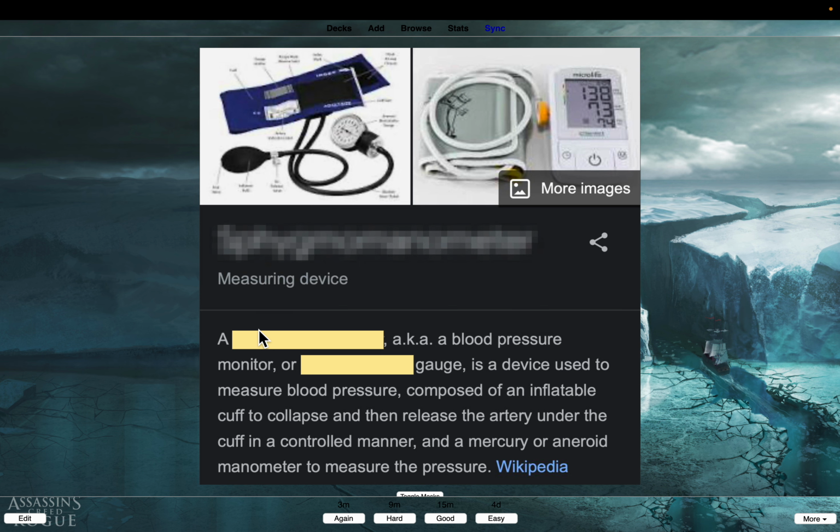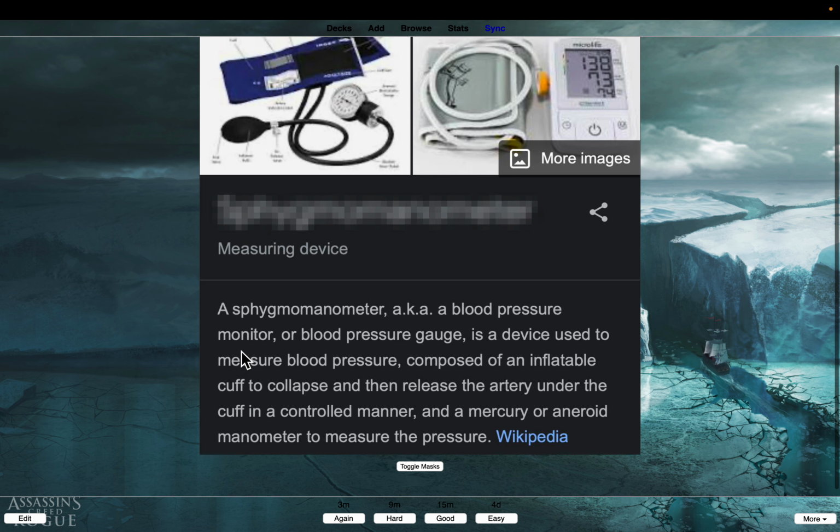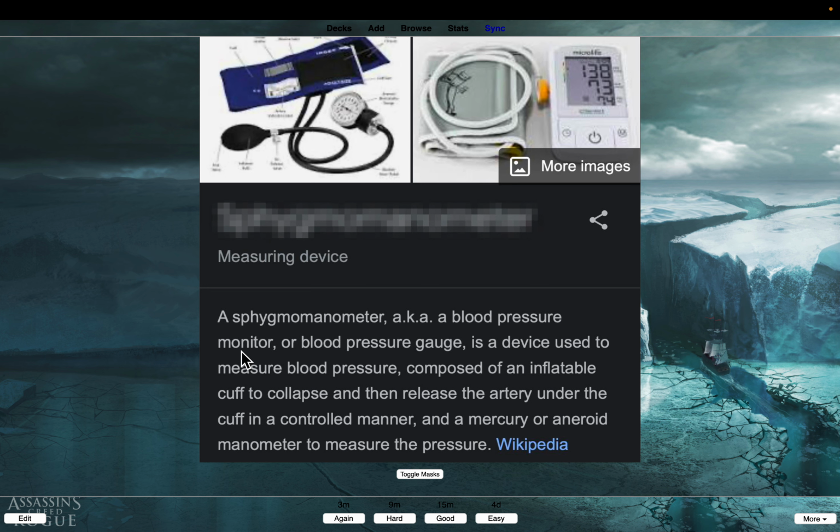Okay? Next, this is a sphygmomanometer. Anyways, this is used to measure blood pressure. Sphygmomanometer. Okay. So, it's in other words called a blood pressure monitor or a blood pressure gauge. So yeah, it's self-explanatory. It's for measuring blood pressure.